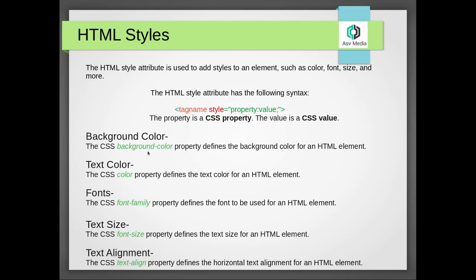Background color: the CSS background-color property defines the background color of an HTML element. Text color: for text color you need to use the CSS color property, which defines the text color of the HTML element. Coming to fonts, the font-family property defines the font to be used for an HTML element. For text size you use the font-size property, which defines the text size of an HTML element. Text alignment: for text alignment you just need to write the text-align property, and after the property you need to use some CSS values like center, right, left.